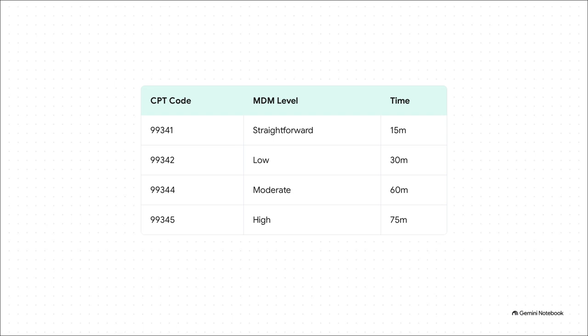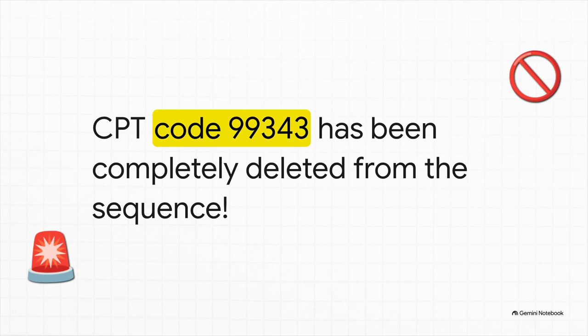Okay, I really need you to pay attention to this next point. Notice that deliberate gap in the sequence? Make absolutely sure you don't accidentally code a 99343 because it has been officially deleted. We jump straight from 99342 over to 99344.